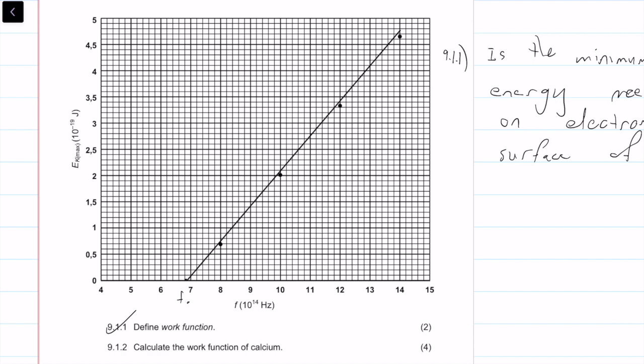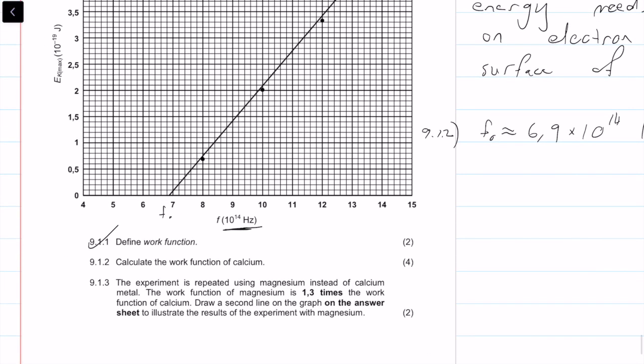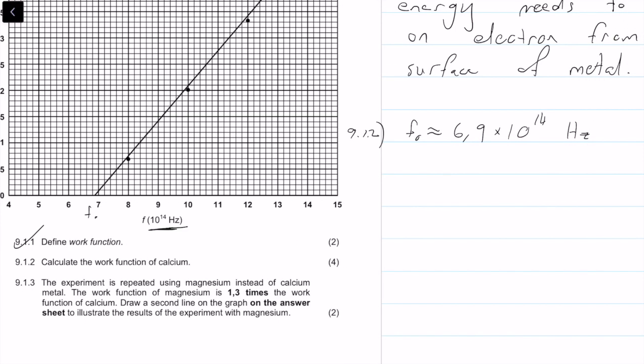Then we have 9.1.2. It says calculate the work function. Like I said, we know what F naught is. F naught is roughly equal to about, that point there is 6.8, so let's say 6.9 times 10 to the 14 hertz. Times 10 to the 14 is because of that. Once we have F naught, we can use the formula.